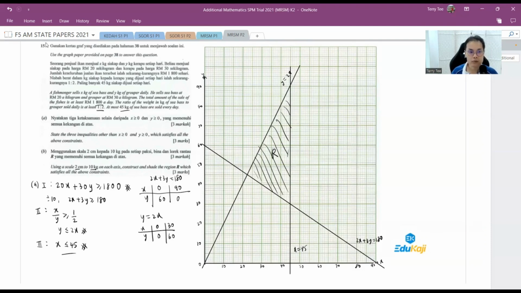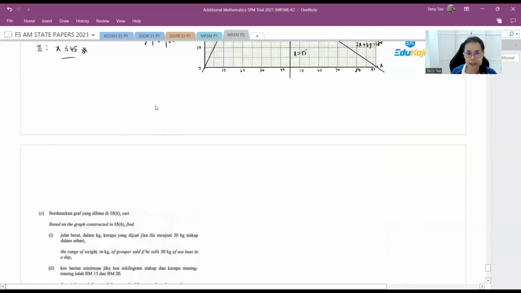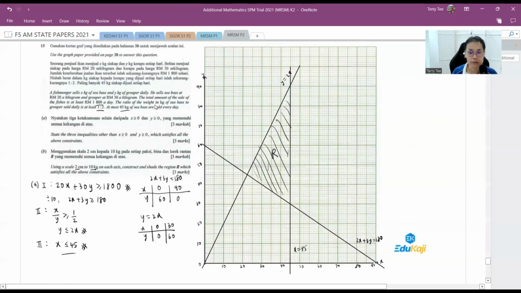Now next, what I need to do is to find the range of weight of the grouper sold if he sells 30 kg of sea bass in a day. x is 30. You want to find the range of y. So when x is 30, I'm going to use 30 here. I just use a dotted line. You can use a ruler and draw. That means your y value should be between 40 and 60. You're finding a range, so it's anything between 40 and 60 when x is 30, right?